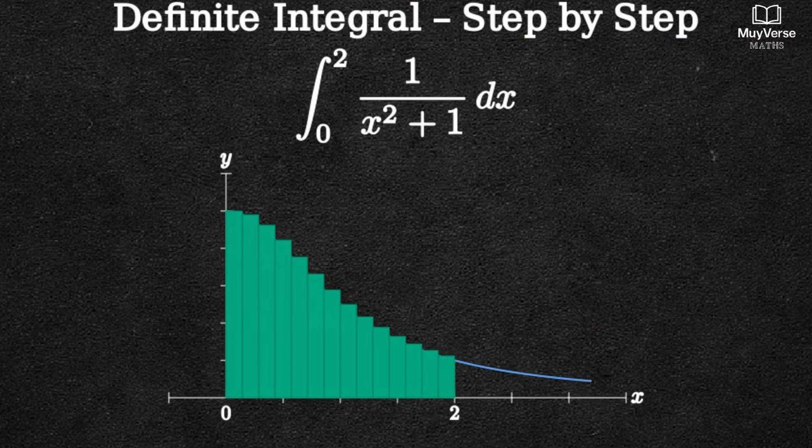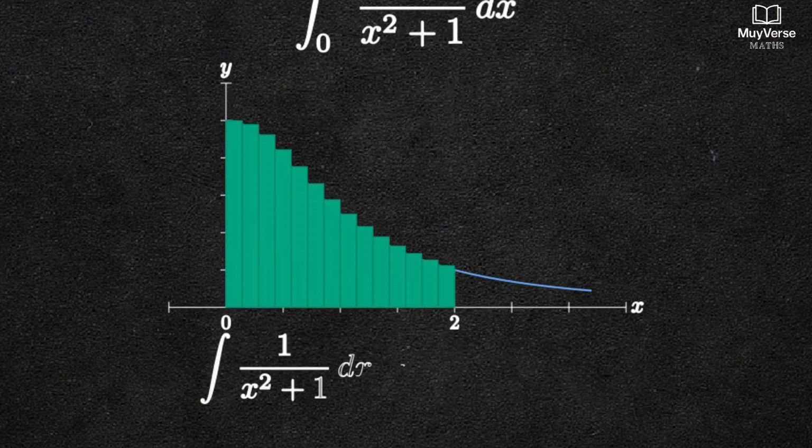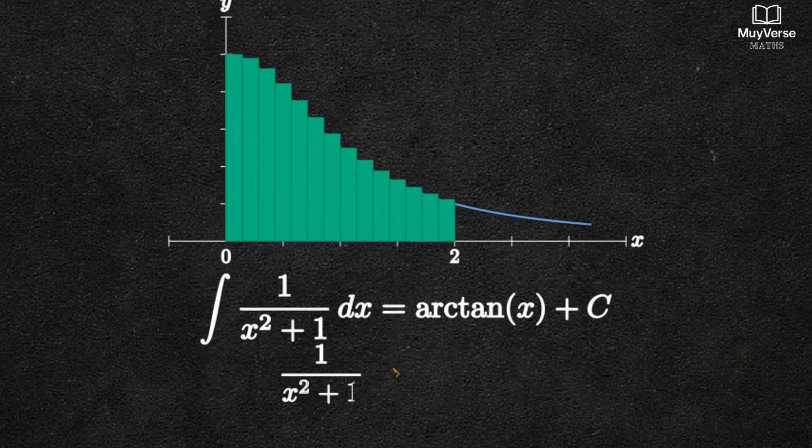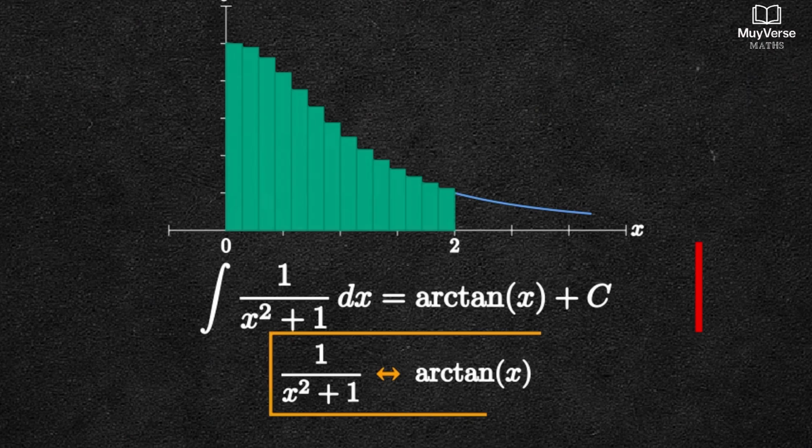Step 1. Find an antiderivative. The derivative of arctangent of x is 1 over x squared plus 1. So the indefinite integral of 1 over x squared plus 1 dx is arctangent of x plus c.